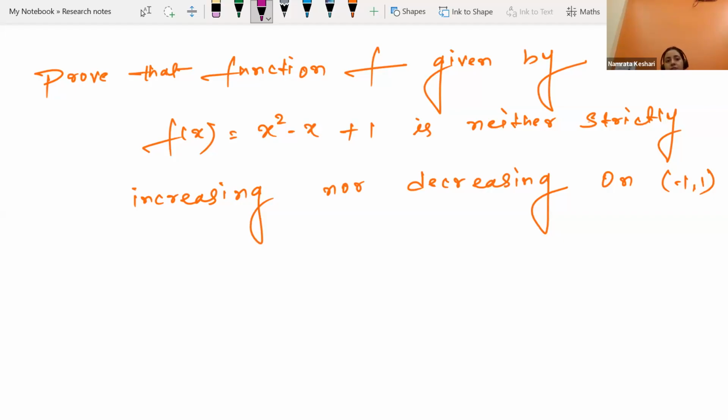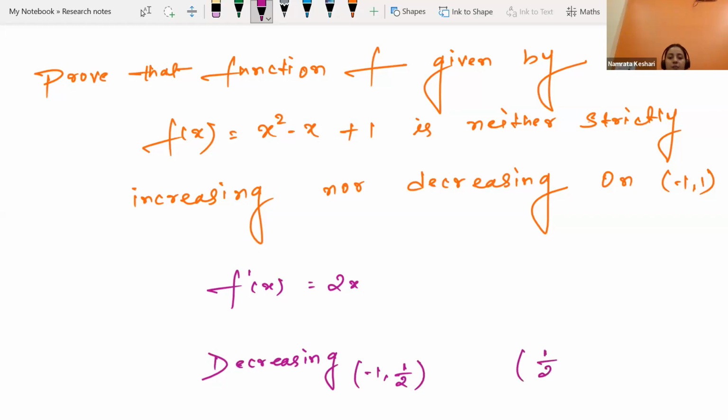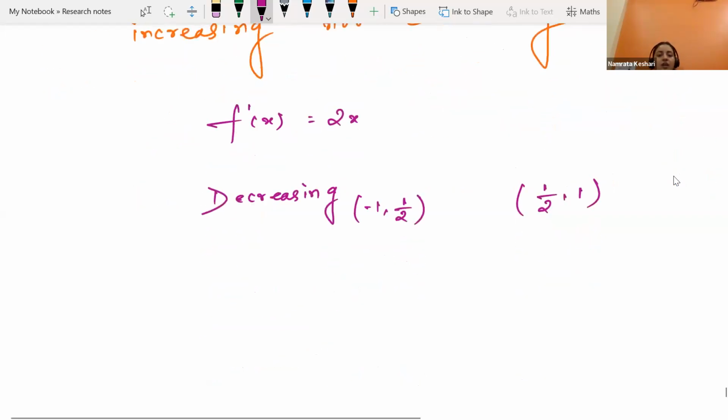Are you getting it? Yes, ma'am. If f of x is decreasing in -1 to 1 by 2 and increasing in 1 by 2 to 1. Okay, it is decreasing in -1 to 1 by 2 and increasing in 1 by 2 to 1. Okay, yeah. You have found f dash x, then you have found the critical point, and then there you have got. Yes, ma'am. Let's continue.